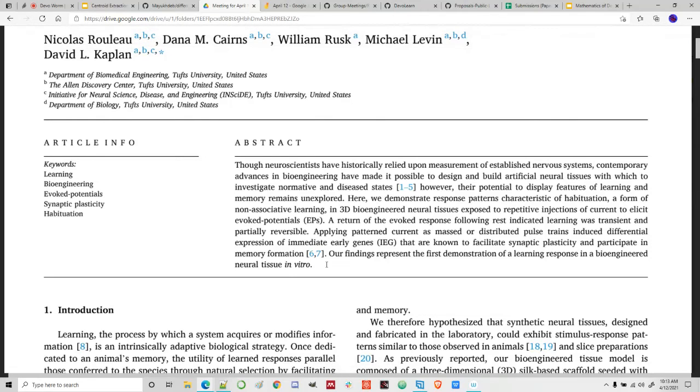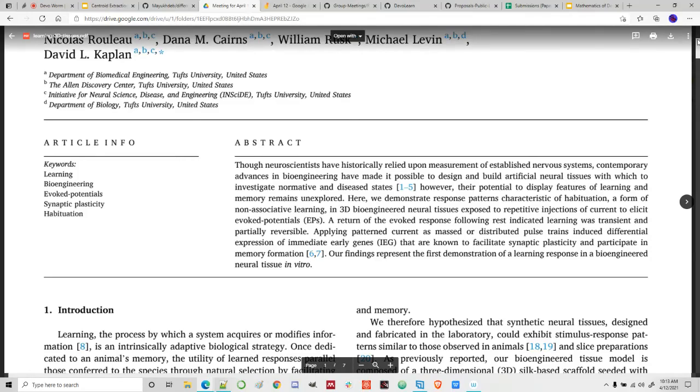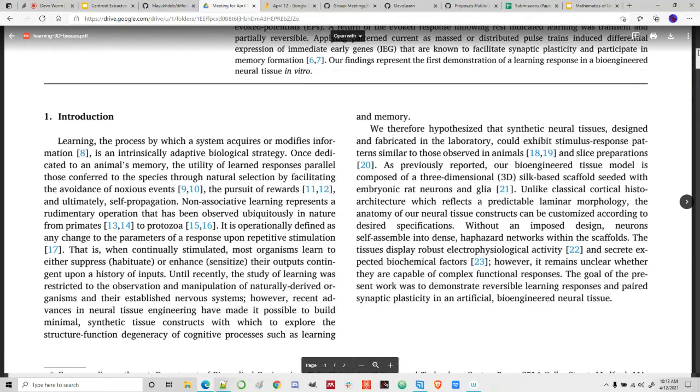So this is not the flatworm context, but something much less organized. This is a synthetic neural tissue they've engineered in the lab, and they're able to elicit some response from that neural tissue by delivering an electrical stimulus.